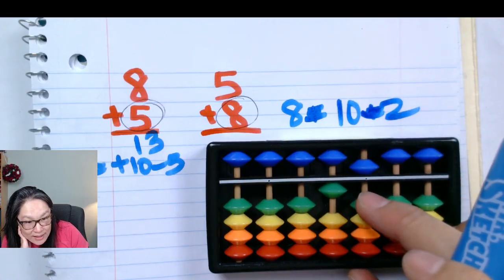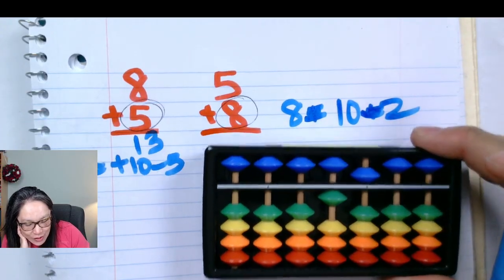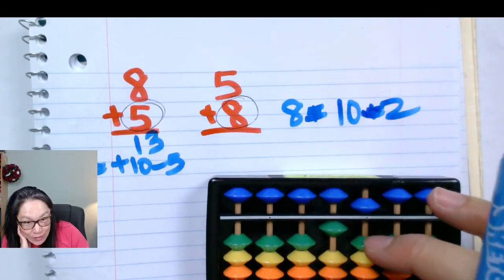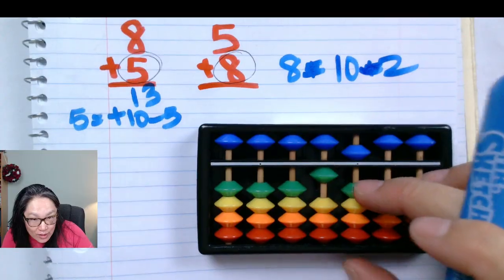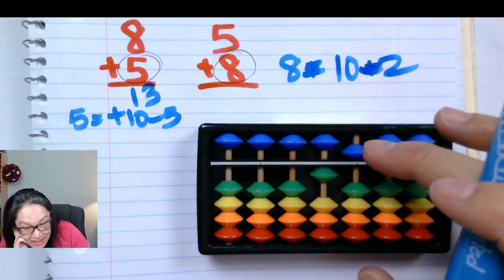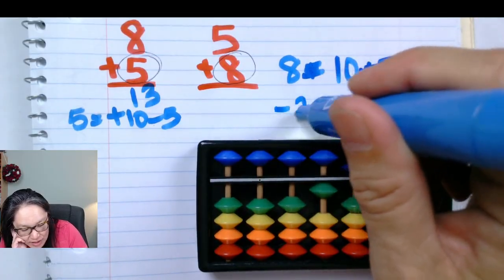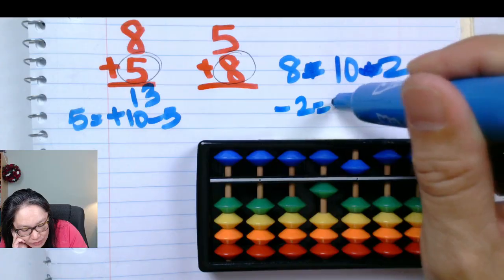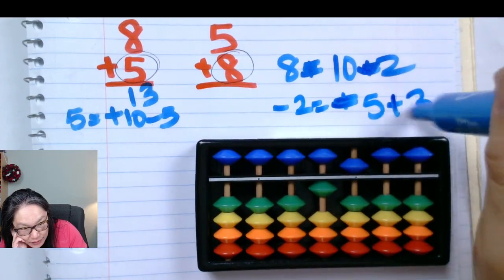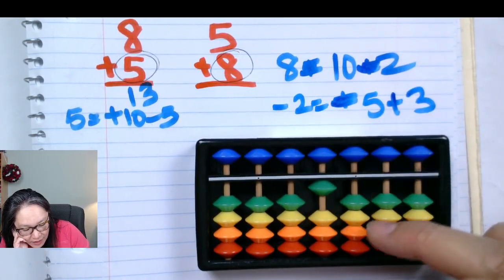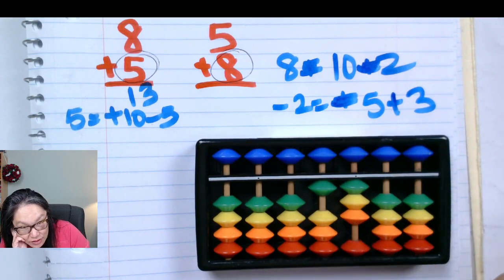Wait a minute. I cannot take away the 2. What do I do? I have to minus the 5 plus the 3. Now this is what we call a two-step equation. Minus the 5 plus the 3, and my final answer is 13.